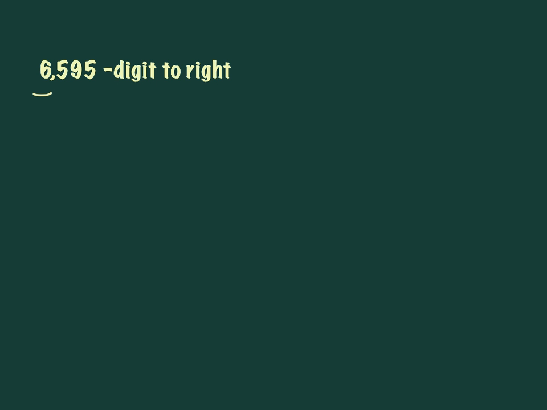So basically what I'm doing is I'm underlining the digit that I'm rounding to. That 6 is in the thousands place. I'm going to look at the digit to the right of that. It is a 5, so that means that I am going to round higher or round up. So instead of that being 6,595, we're going to round that to 7,000 because we're rounding up. This digit right here is a 5. Remember, if it's 5 or higher, we're going to round up.